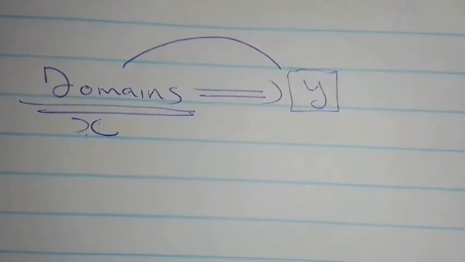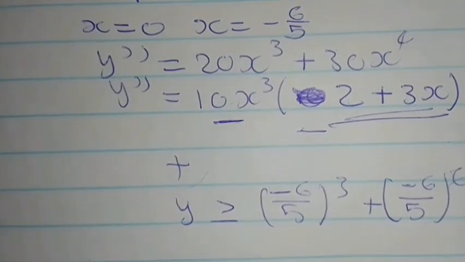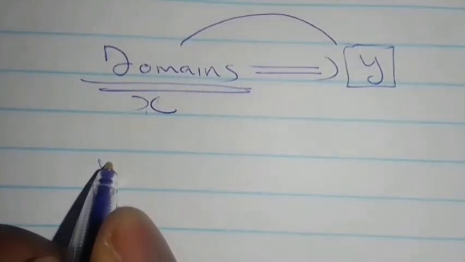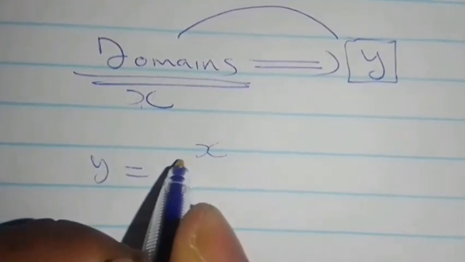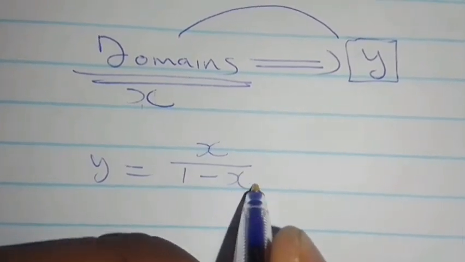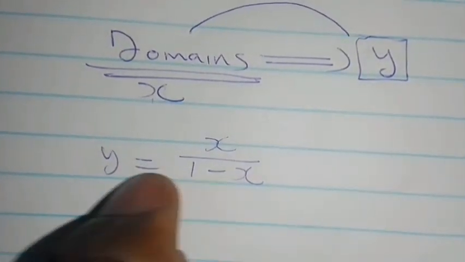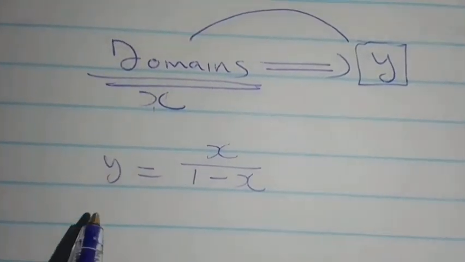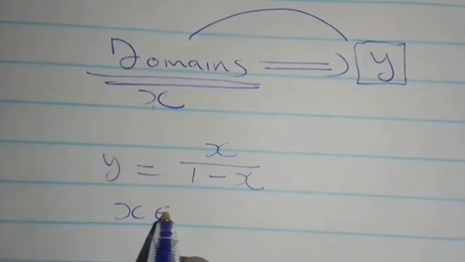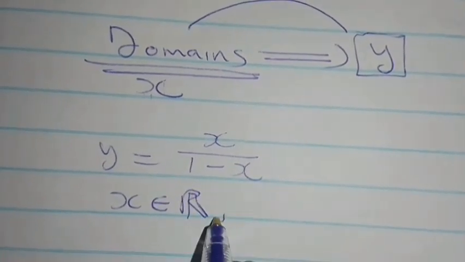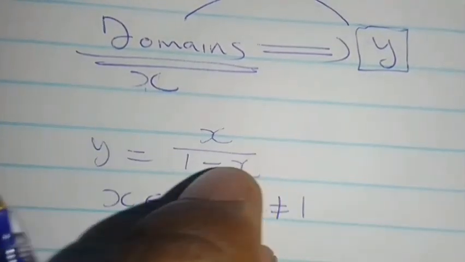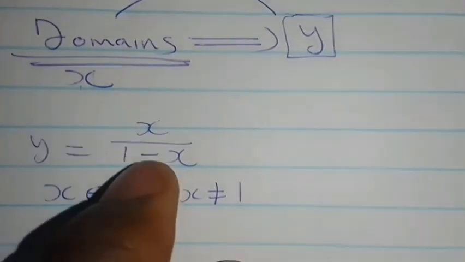So that's how you can evaluate the undefined or defined states of a function. Then you can give the domains and range. Like in this case where you have x divided by 1 minus x, how do you find the range and domain of that? So the domain is all sets of real numbers excluding 1. That's because if x is 1, the whole of this becomes undefined. Now how do you find the range of this function?